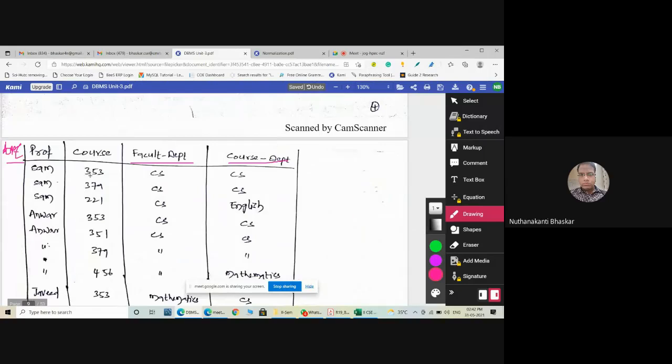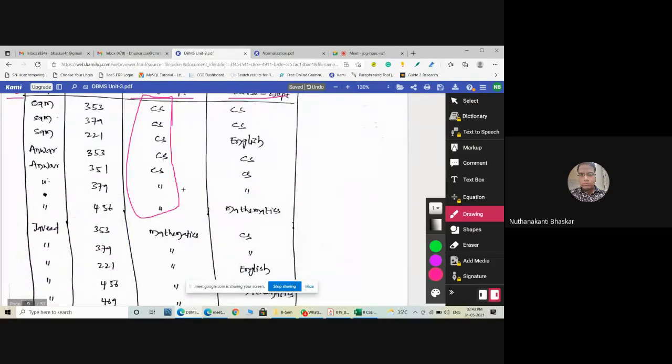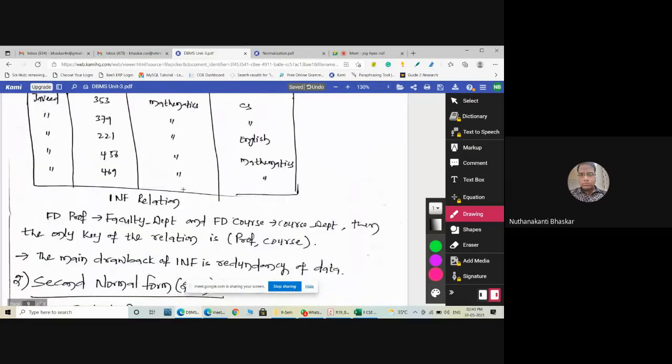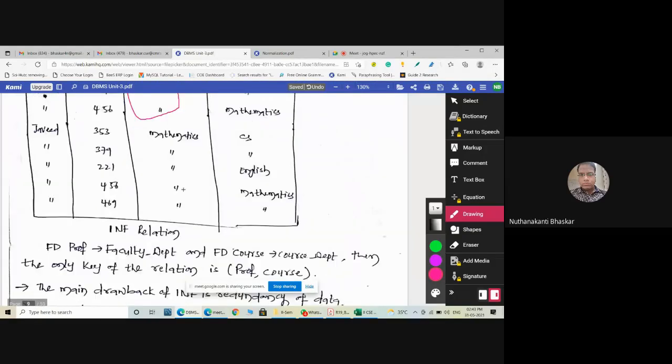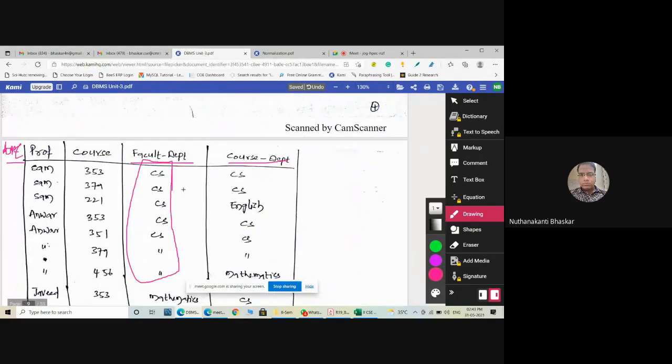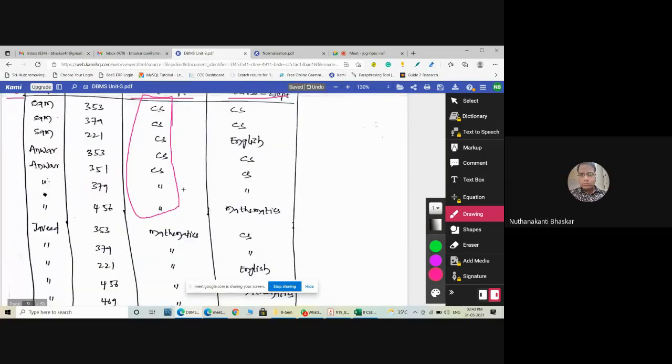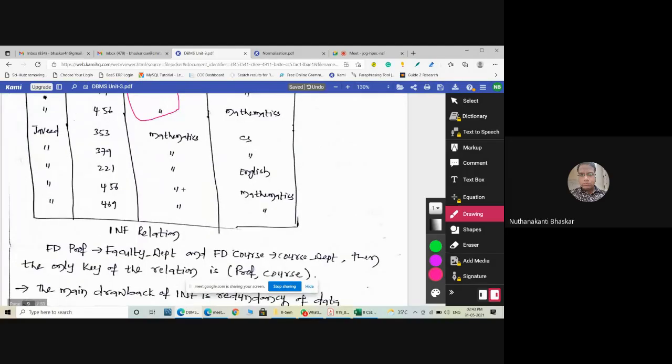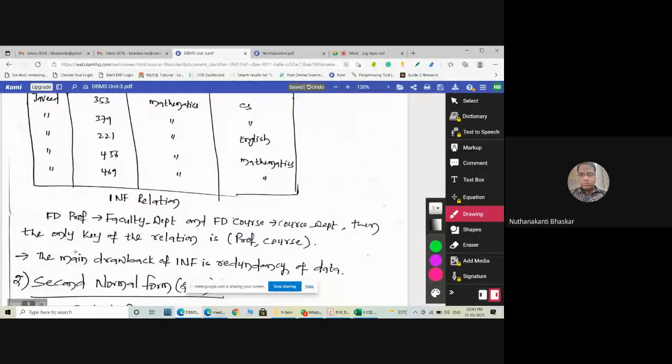Maybe there is a chance of redundancy. I have to accept, already I told you. But first normal form must contain all attributes as atomic values. Because of this atomicity of attributes, maybe there is a chance of redundancy of data in first normal form, even though we need to apply first normal form.